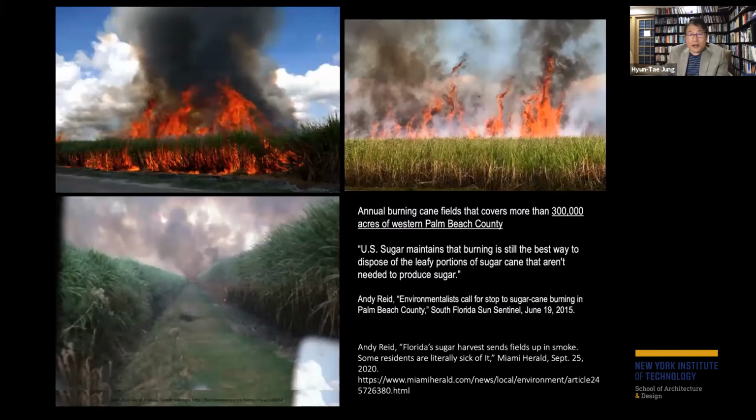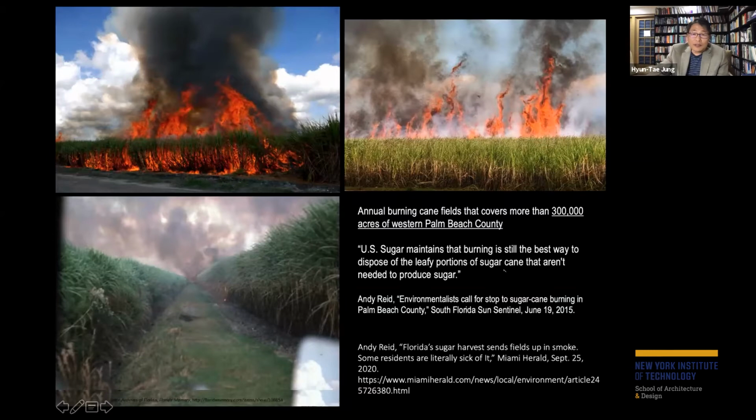And then every year, what they do is quite interesting. About 300,000 acres of Western Palm Beach County is burned. If you burn the sugar cane, it's easier to harvest. So they're burning 300,000 acres every year. And it causes a lot of problems for local people. So you can think about the environmental justice movement. People complain because they have real health issues.